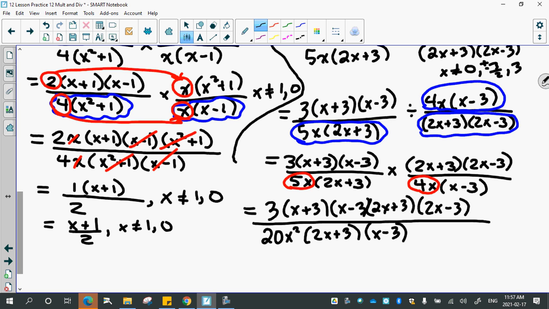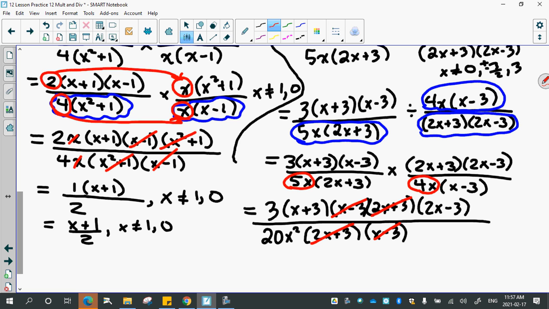So then I look and see if there's anything that I can cross out. Okay, simplify. There are just the 2x plus 3's and the x minus 3's. That's it. Because 3 over 20 doesn't reduce, and there's no plain x on the top.